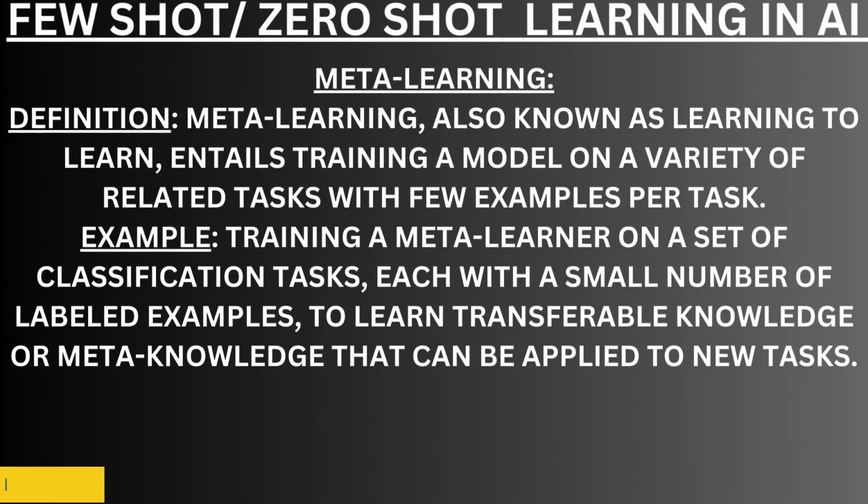Meta-learning. Definition. Meta-learning, also known as learning to learn, entails training a model on a variety of related tasks with few examples per task. Example: training a meta-learner on a set of classification tasks, each with a small number of labeled examples, to learn transferable knowledge or meta-knowledge that can be applied to new tasks.